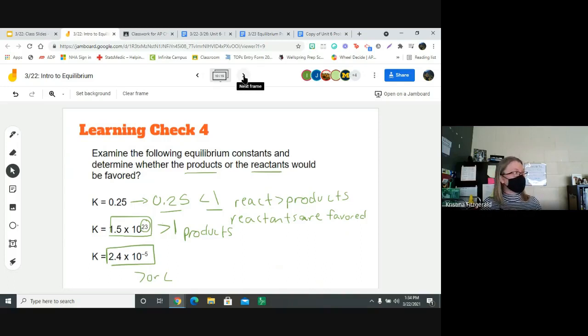Oh wait, that's negative the other way. Yeah, negatives to the left. So this is, right, 1, 2, 3, 4, 5, yeah. So that's going to be way less. That's less than 1. So this one we'd have the reactants favored, just meaning there would be more of them at equilibrium.